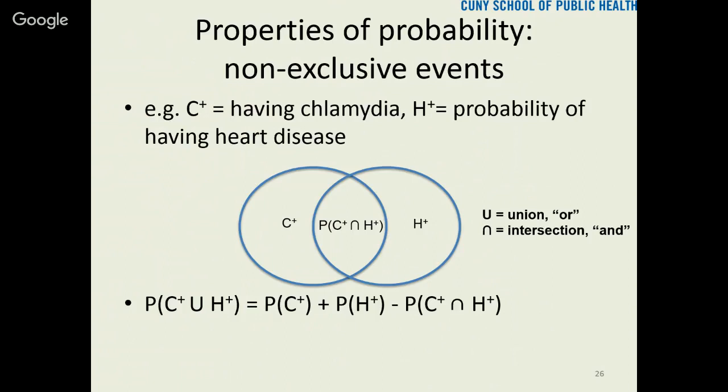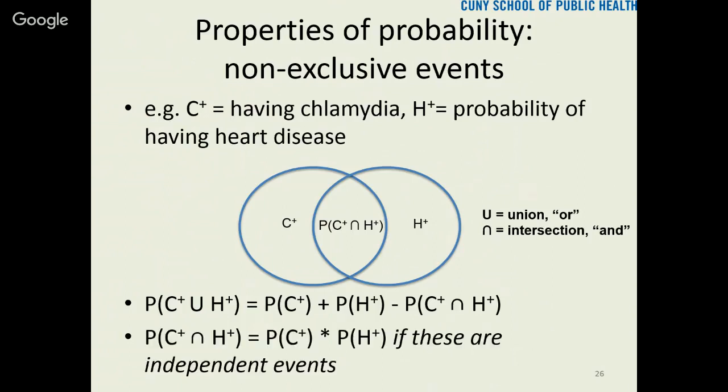Kind of make sense? And this is an important rule. You can also write out the intersection as the product of these two probabilities if they are independent. So if having chlamydia and having heart disease are completely independent, having one does not increase your probability or decrease your probability of having the other, then the probability of the intersection of the two events is the product of the two individual probabilities.